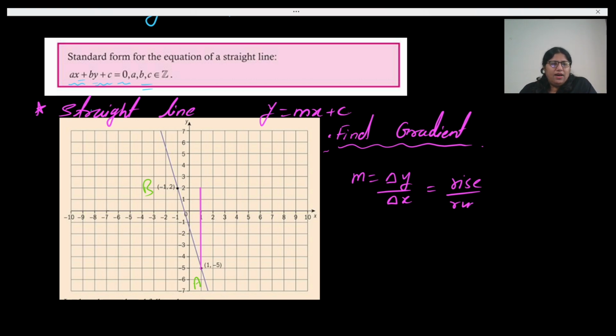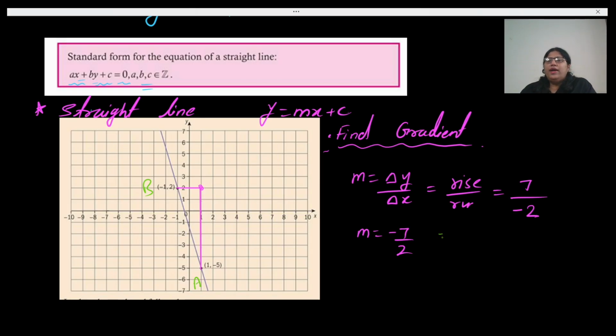So how much rise have you taken? 1, 2, 3, 4, 5, 6, 7 units up. And whenever it's going up, it is always positive. If anything is going down, it will be negative. Similarly, on the horizontal side, right side is always positive, left side is always negative. Now, to reach B, I have to go 2 units left. Left means it will be minus 2. So what is your gradient here? Minus 7 by 2 using rise over run.